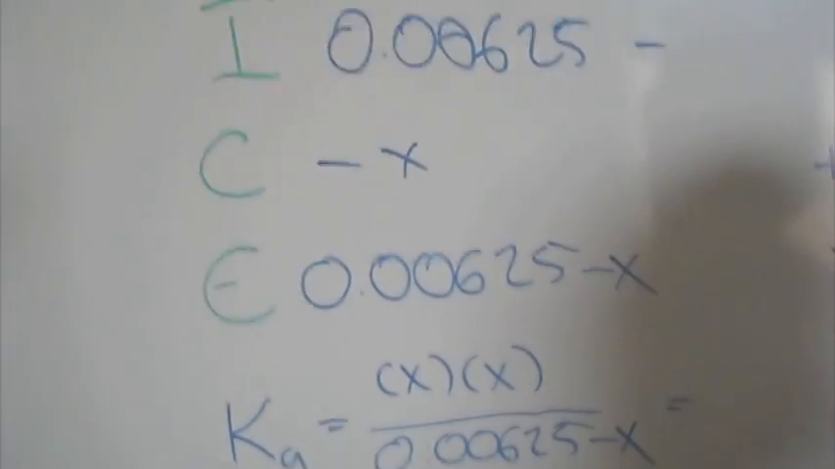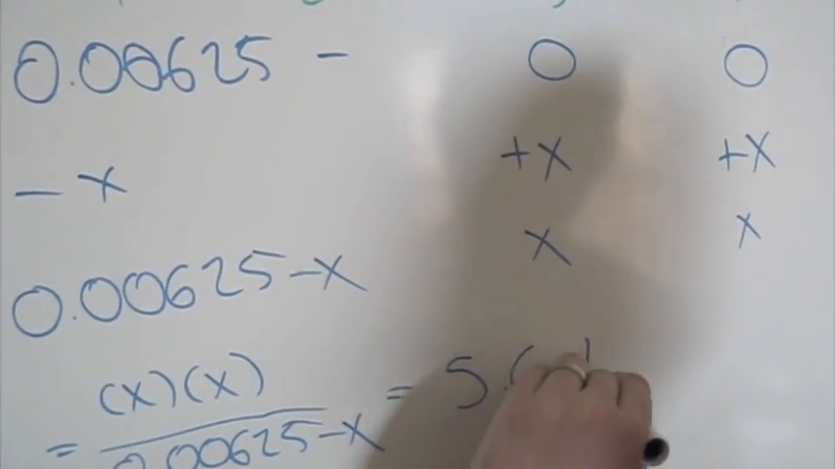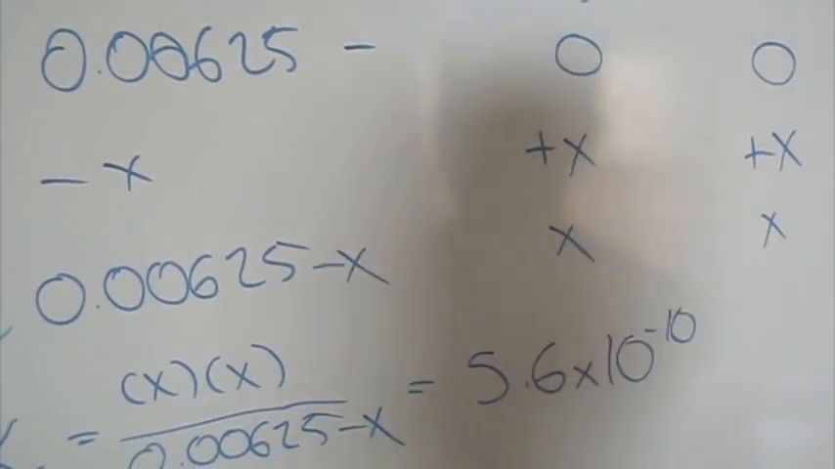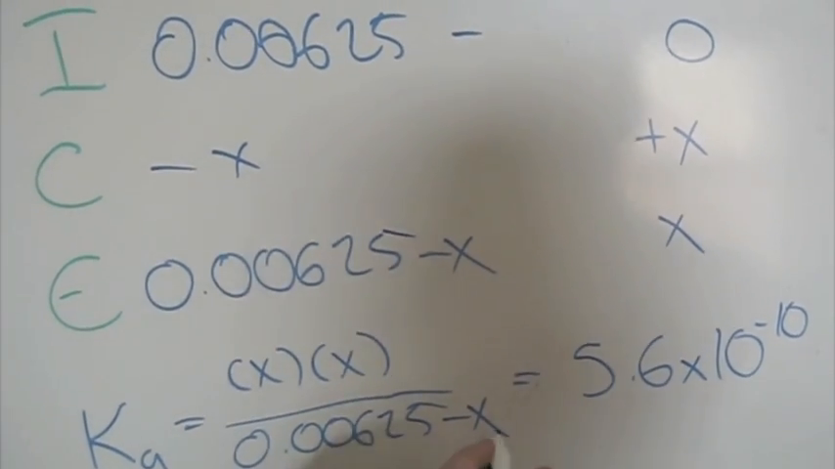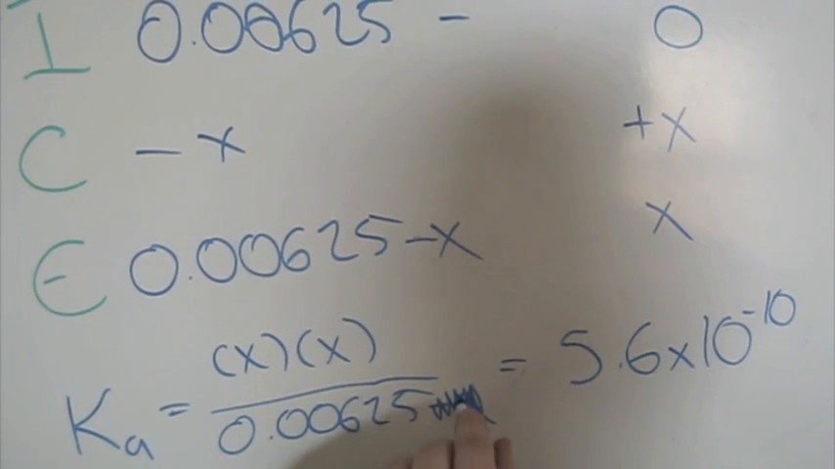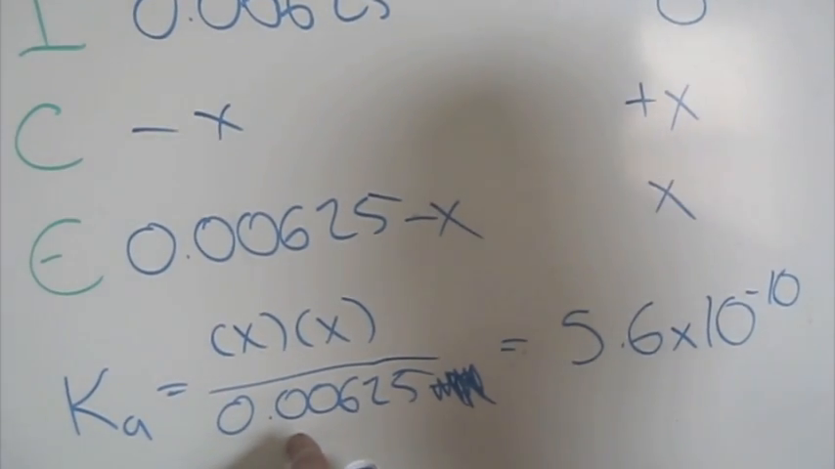The Ka value for ammonium ion you can get from page 808 in your textbook, and it is 5.6 times 10 to the negative 10th power. Now you can see this is very small. It's at least 3 powers of 10 smaller than this, so we can say that x is negligible for that. And so this problem is greatly simplified. So this just becomes x squared over 0.00625.